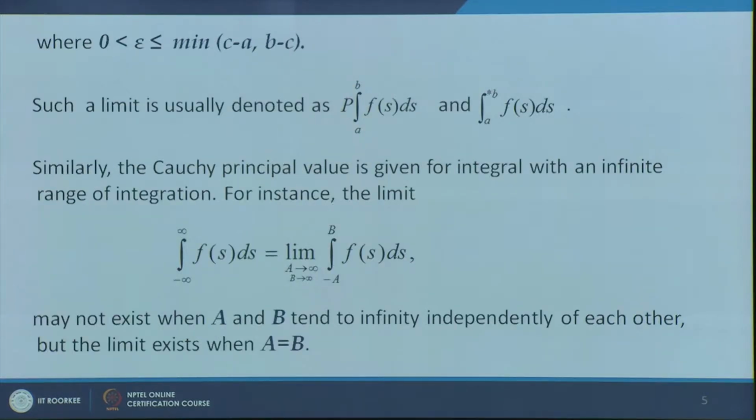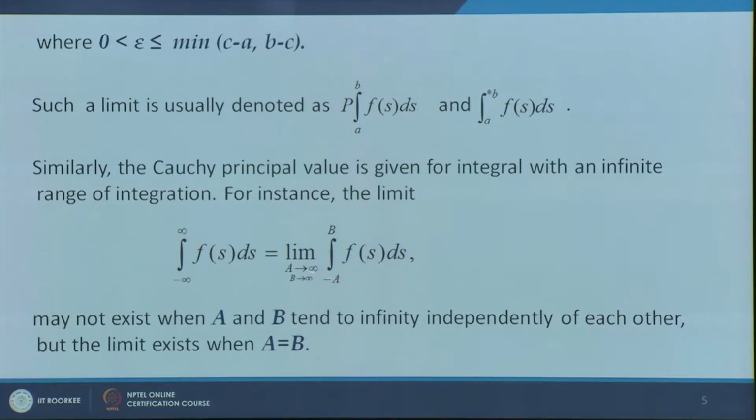Now the notation for such a limit is P integral a to b f(s) ds. This P denotes the Cauchy principal value of the integral. We also write it as integral a to b with a star, f(s) ds. This star denotes the function f(s) is unbounded at some point in the open interval ab, and we are considering the Cauchy principal value of the integral. Similarly, if you consider the improper integral where the limits of integration are infinite, then the Cauchy principal value is given for the integral with an infinite range of integration like this: the integral minus infinity to infinity f(s) ds equal to limit a tends to infinity, b tends to infinity, of the integral minus a to b f(s) ds. So this integral is defined like this.